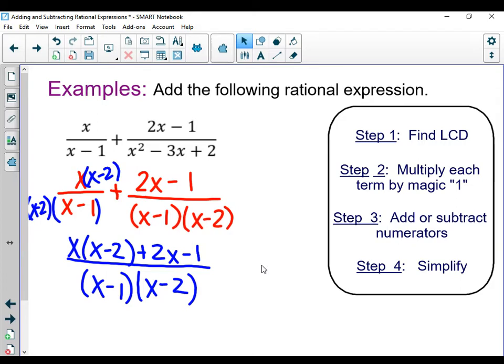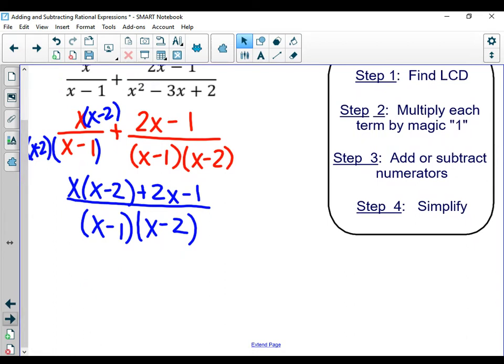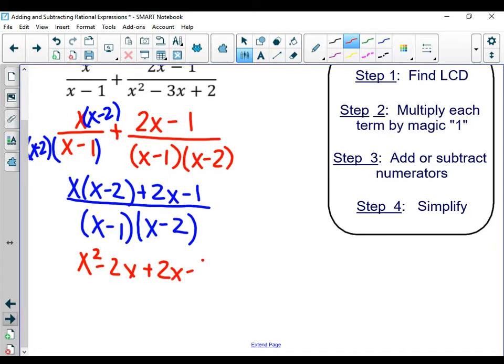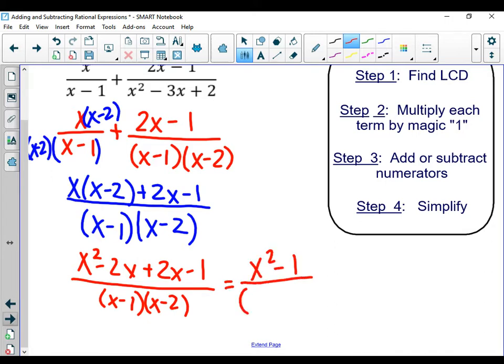Okay, so if I distribute, I get x squared minus 2x plus 2x minus 1. I notice that my negative 2x and positive 2x cancel, so I'm left with x squared minus 1. Does anything stand out to you? Difference of squares. That numerator, we can take this further, okay?